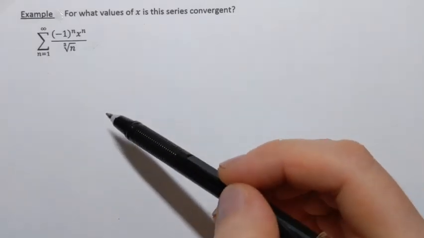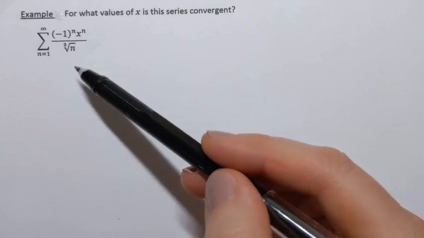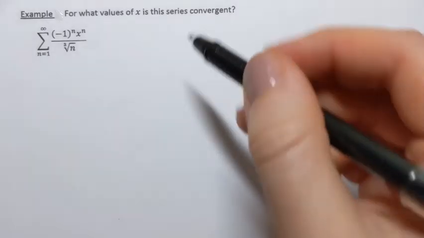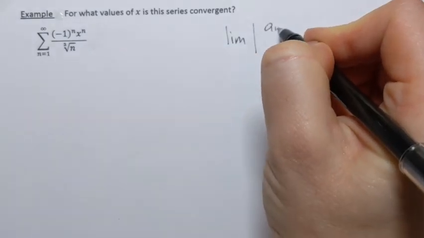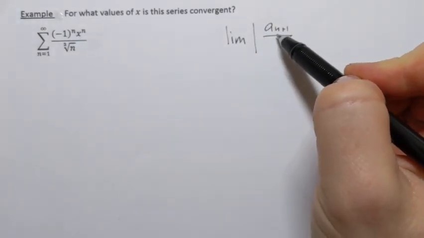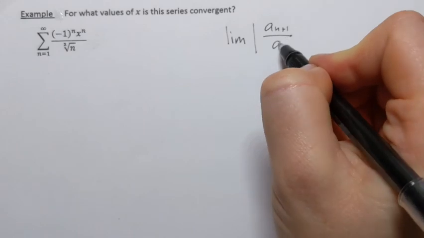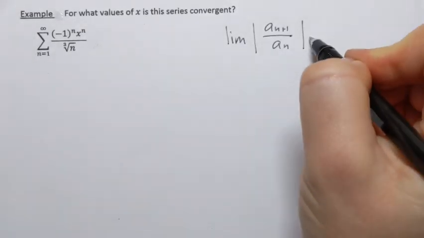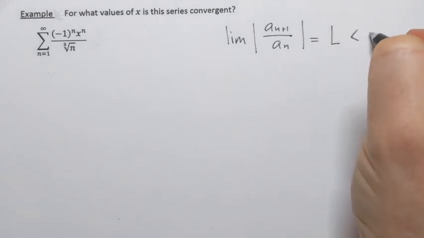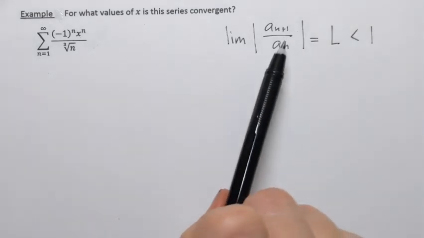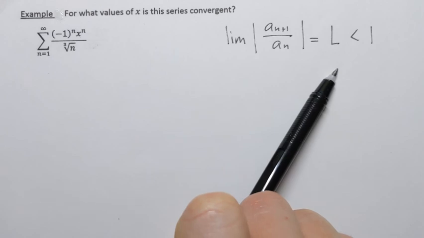Remember that according to the ratio test, a series converges absolutely if the following limit of the absolute value of a sub n plus 1 over a sub n equals a number that's less than 1. So the series converges in this case according to the ratio test.